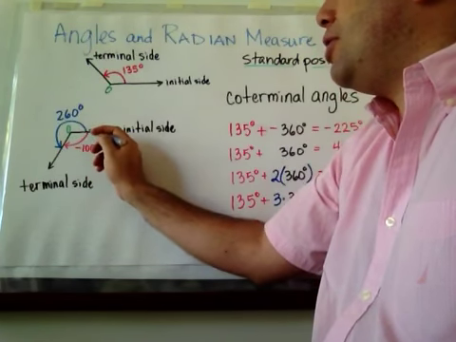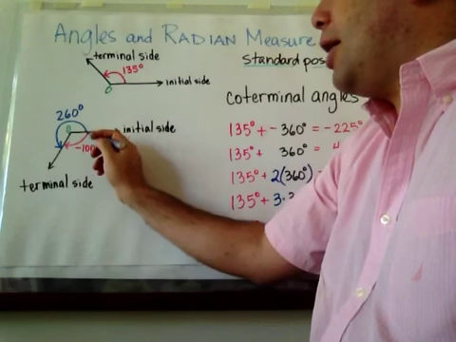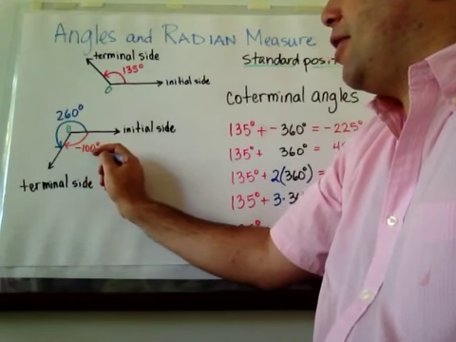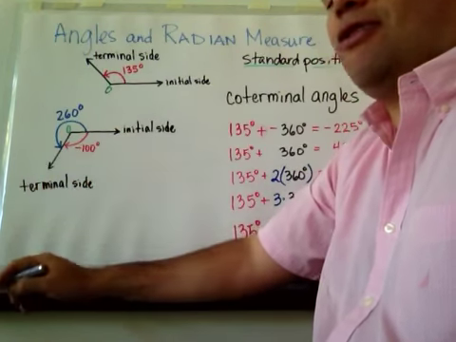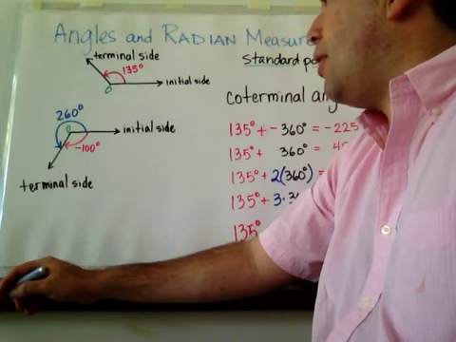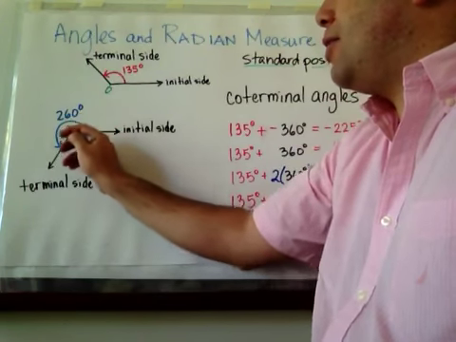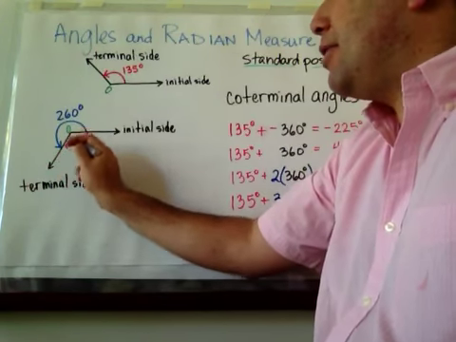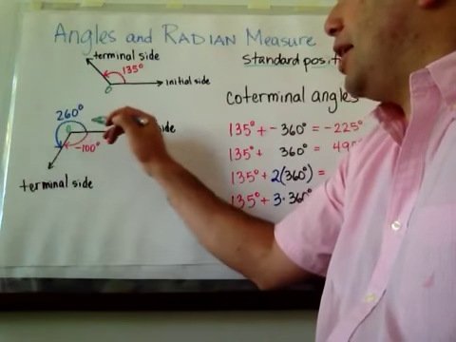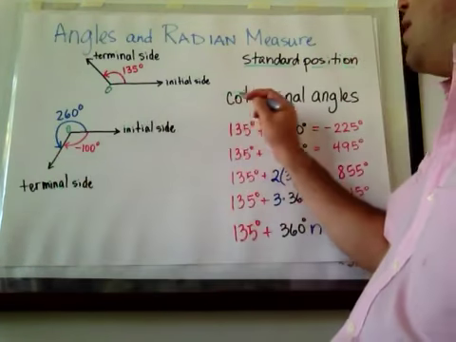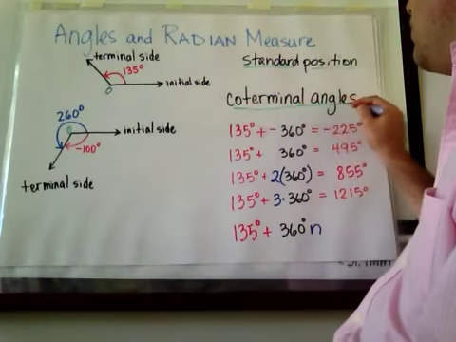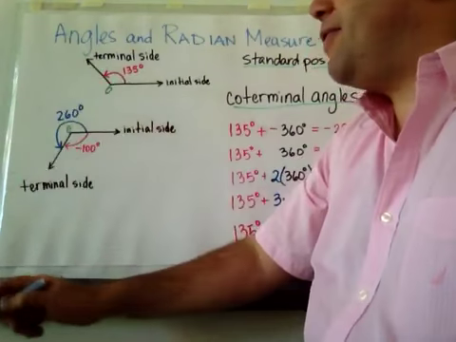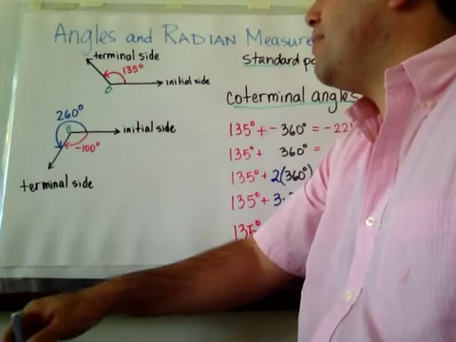However, if we measure clockwise, we have a negative angle. This angle measures negative 100 degrees. These two angles that have the same terminal side, when in standard position, are said to be coterminal. So we're going to find a few coterminal angles here.